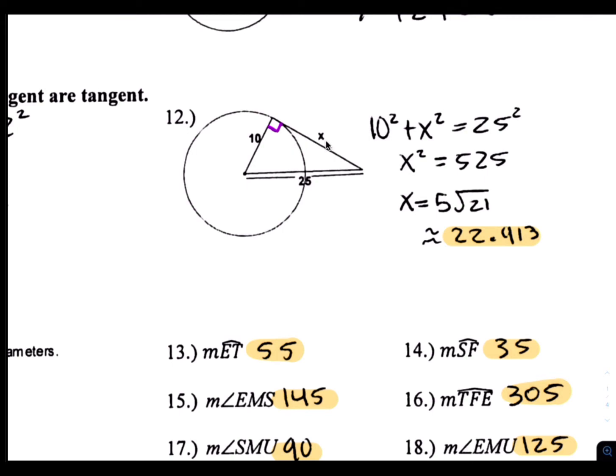For number 12, we assume the side labeled x is a tangent, and therefore we can use the Pythagorean theorem. So we know that 10 squared plus x squared equals 25 squared. That means x squared is going to be 525, and then when you take the square root, you get 22.913.